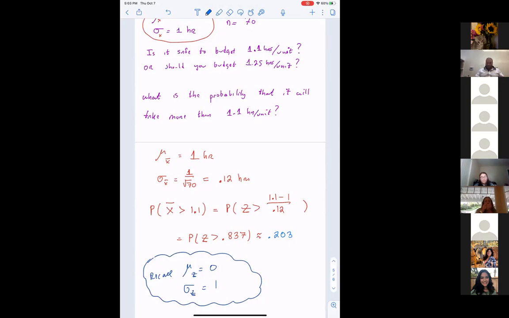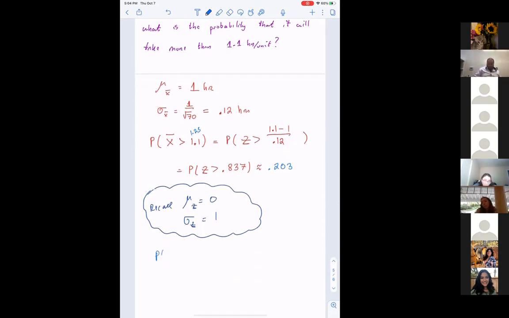So the question then becomes, okay. If I go to 1.25 hours per unit, what's the likelihood I'm going to need more than 1.25 hours then? All I got to do now is do the same math, but instead of using 1.1, replace it with 1.25. If I do that, what do I get? Probability that X bar is greater than 1.25 is equal to what? Let's use our calculator for that. Let's not go Z-scores. Let's just go directly to the calculator. What's the probability that X bar is greater than 1.25? What does the calculator give us?